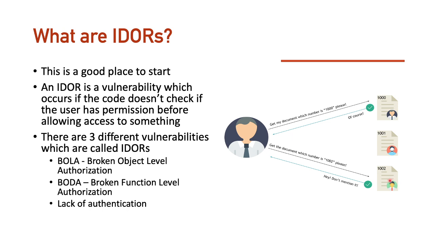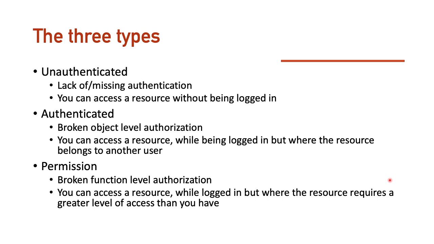But actually, an IDOR is 3 different vulnerabilities. And they are all kind of called IDORs. They're sometimes called by their actual names, but they're usually just called IDORs. We have broken object level authorization, broken function level authorization, and a lack of authentication. So let's have a chat about these 3 types.